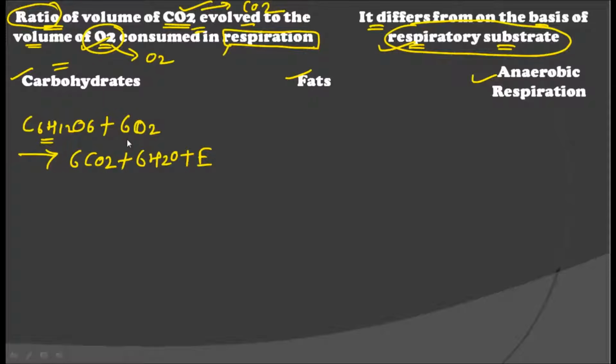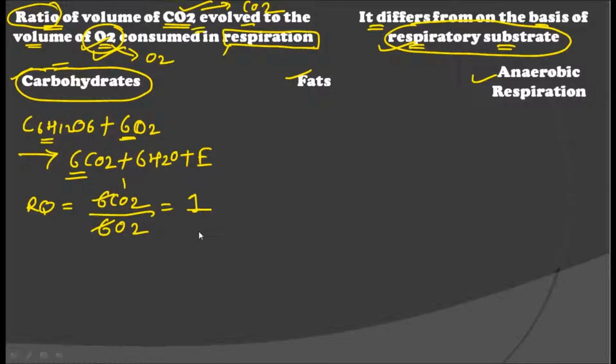And now from this equation we can see that we have used 6 molecules of oxygen and we have evolved 6 molecules of carbon dioxide. So respiratory quotient is nothing but the ratio of CO2 evolved and O2 consumed. So in this case, the 6 CO2s are evolved and we have used 6 oxygen molecules. So the respiratory quotient will be 1 because 6 ones are 6. So for carbohydrate, the respiratory quotient is always 1.